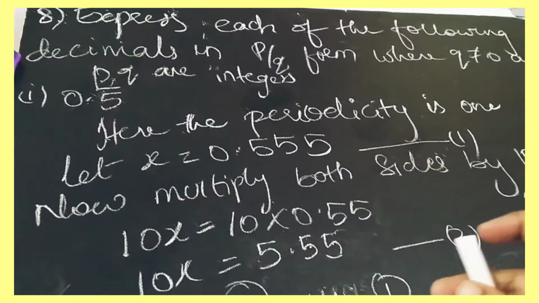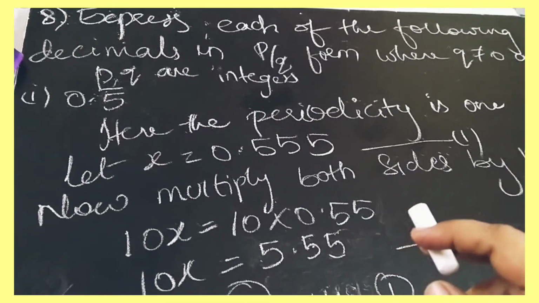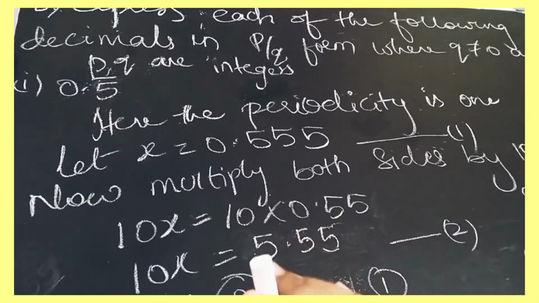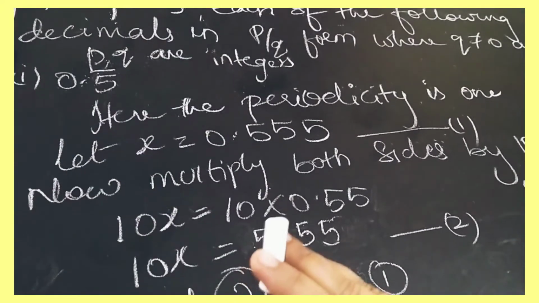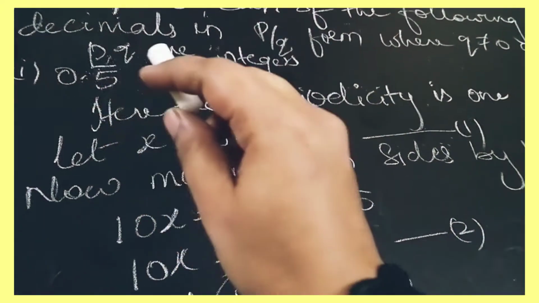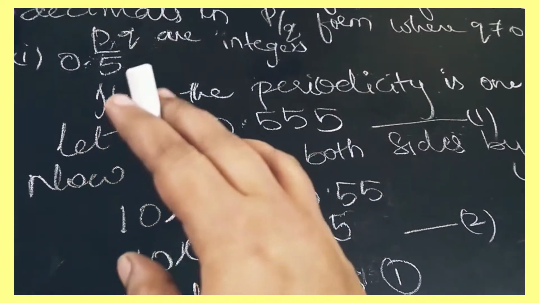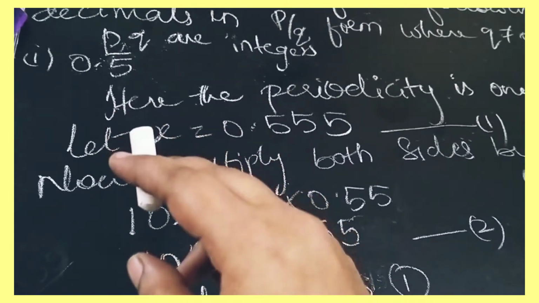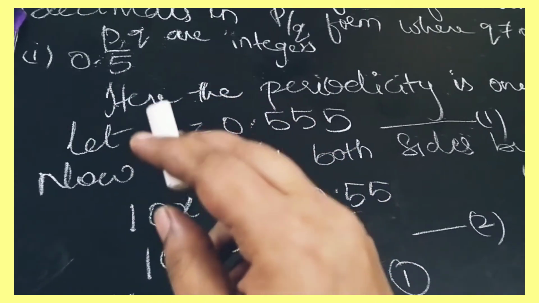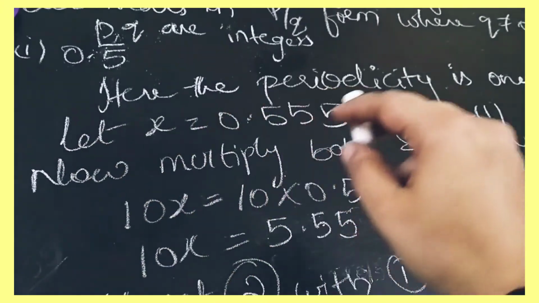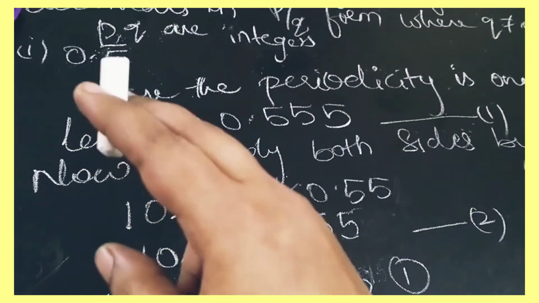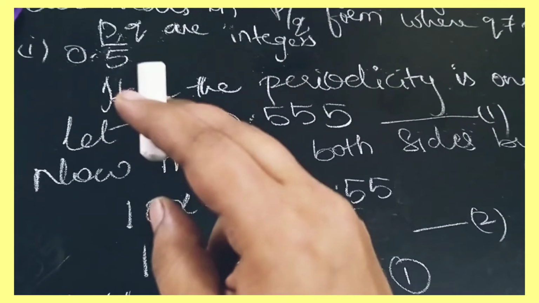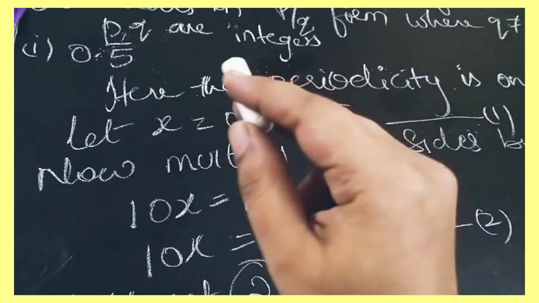Okay, the eighth sum is: express each of the following decimals in p by q form where q is not equal to 0 and p, q are integers, so they are in decimal form. You have to express them in p by q form, but here a bar is given. If the bar is not given, we have to write 5 by 10, since after the point one number is there. But here the bar is given. If the bar is given, here the periodicity is 1, because the bar is on one number. If the bar is on two numbers, you have to take periodicity as 2.